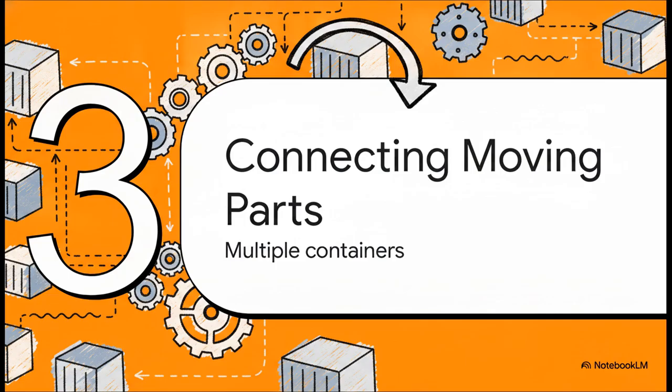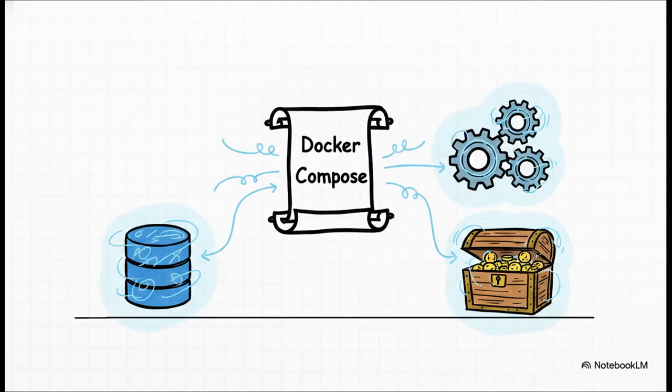All right, let's jump into Section 3, Connecting the Moving Parts, because real apps are rarely just one isolated piece. So real-world applications usually have a bunch of different parts working together. A modern backend project might have a NestJS API, a Postgres database, and maybe a Redis cache. Now, trying to start all of those individually with long, tedious, manual Docker run commands, that would be a total nightmare. And that is exactly where Docker Compose comes in.